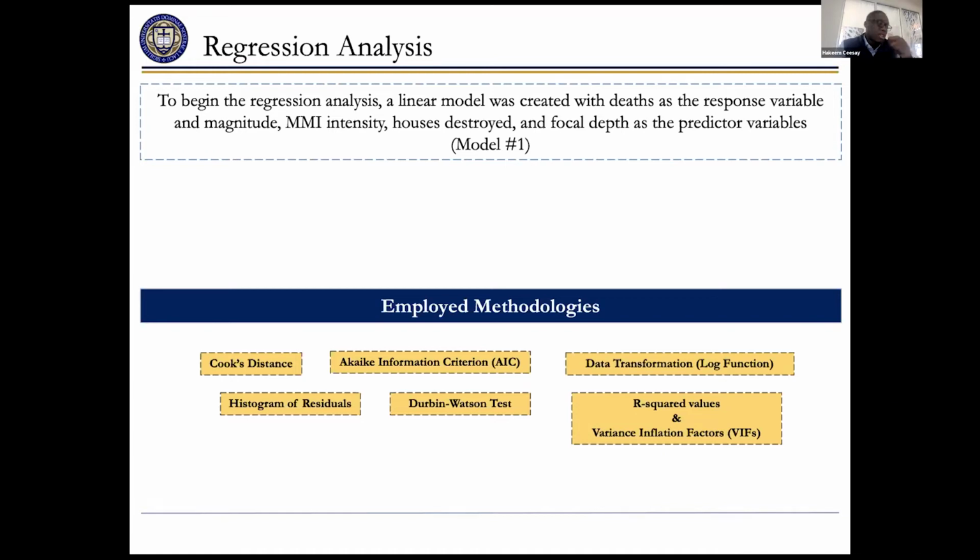And then skipping past all of these very detailed responses, just to mention some of the methodologies that we used. We used Cook's distance to check for outliers and get rid of extraneous points. We used the AIC method to check for the best model to use to analyze this data. We used data transformation just to give us a better look at the data. We used the histogram of residuals, the Durbin-Watson test, and then R-squared values and variance inflation factors to check for a bunch of different things, like whether or not the residuals were correlated. Happy to go into more detail about all of that, and it's also all in our report. But I'm going to just skip past that, as that's probably the more boring part of this presentation.